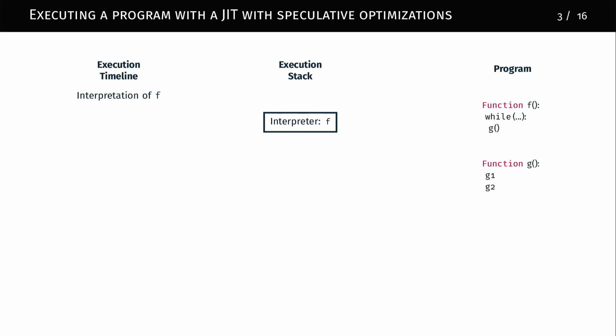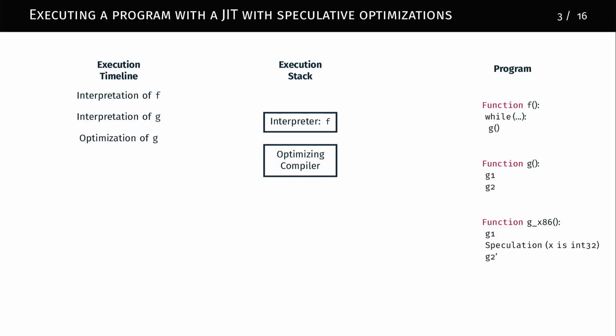I will make some progress in f, and after a while, I will see a call to g, and so I can call once again my interpreter to execute function g. I will do this for a while, return to f, and then execute g again. And after a while, maybe the JIT compiler will notice that function g is being called a lot, and so it would be worthwhile to start and optimize it. So dynamically, JIT compilers are going to call an optimizing compiler to produce a new version of function g so that its next calls are faster.